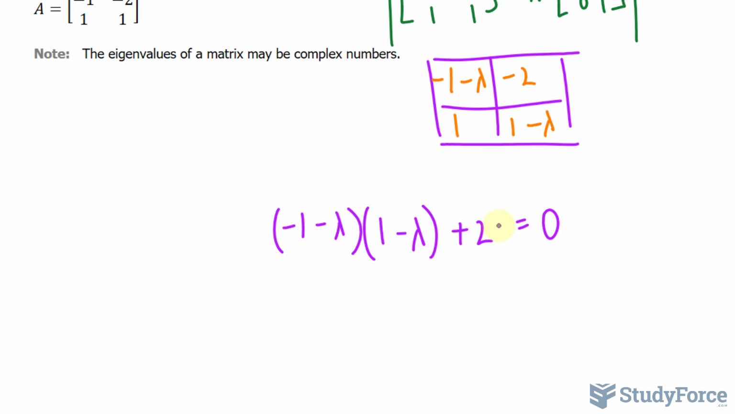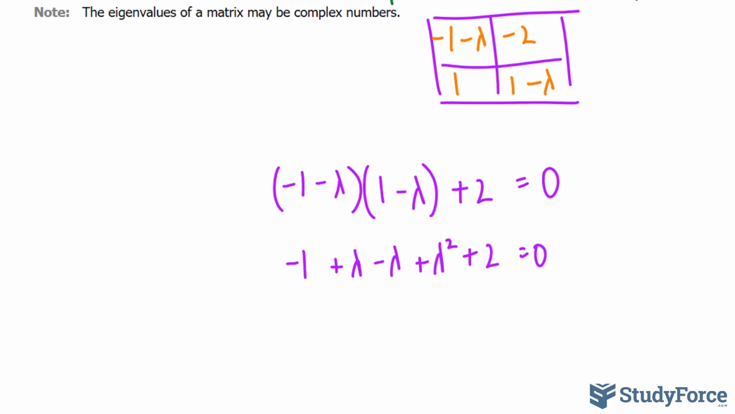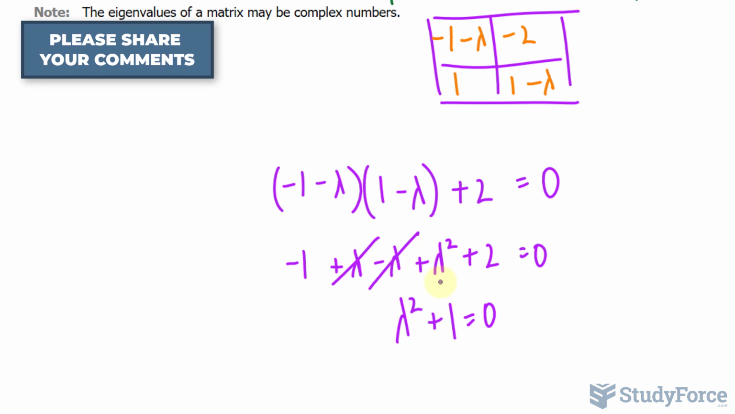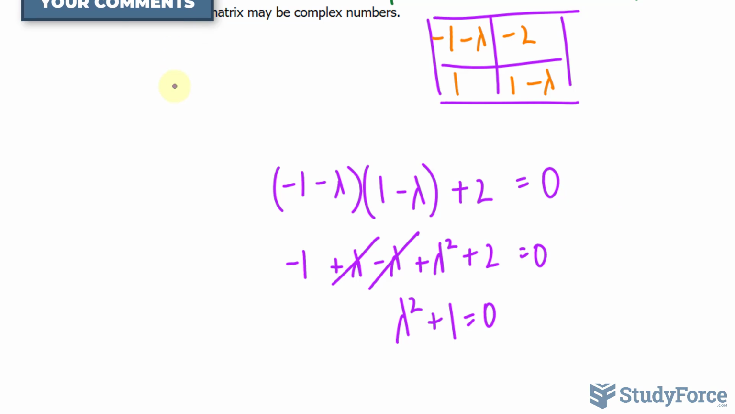Let's go ahead and multiply this out. So expanding here, we end up with -1 plus lambda, negative lambda, plus lambda squared, plus 2. And these two terms cancel out, leaving us with an incomplete quadratic, lambda squared plus 1 is equal to 0. Solving for lambda, we get two solutions, of course.